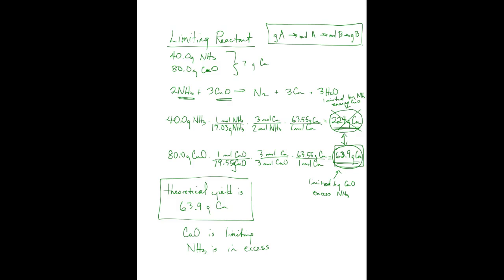Another way, an alternate way, in case you're wondering about this, to just determine which one's limiting if you don't need to predict the amount of product, is to just take ammonia and convert it to copper 2 oxide. Take one reactant, convert it to the other one, and see how that compares to how much you actually have. And that will get you the answer for the limiting reactant in just one calculation, but it won't tell you how much you could make of the product.